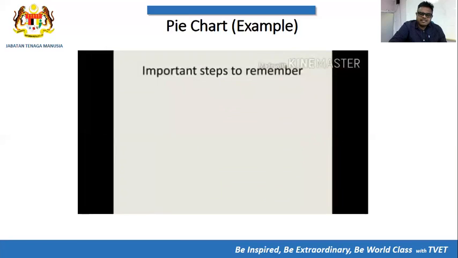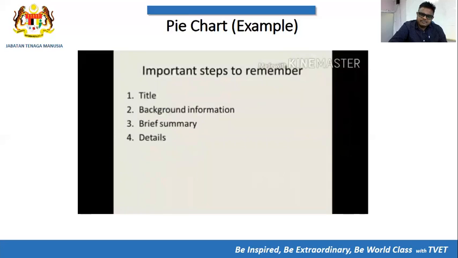Now coming towards the above question, the important steps we need to remember while writing the paragraph is, just now as I told you, first we need to write the title. So after seeing the pie chart, what title have come in your mind? As you know, the title should be short and sweet. So after looking towards the above pie chart, you can decide your own title.